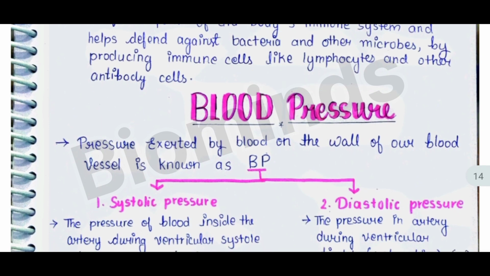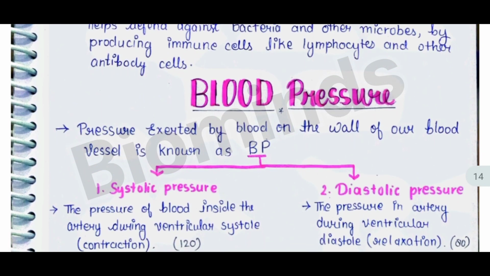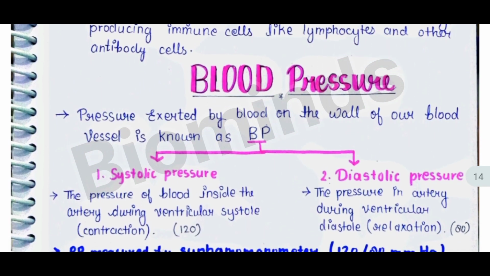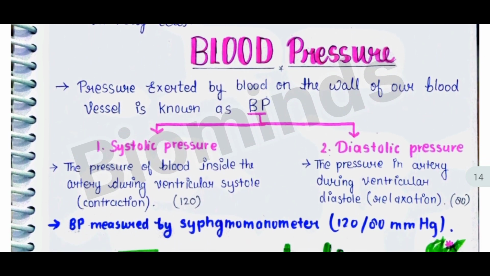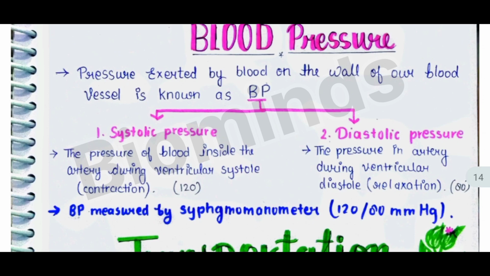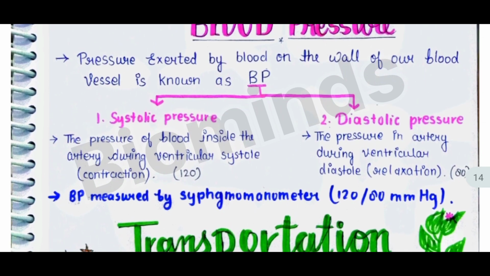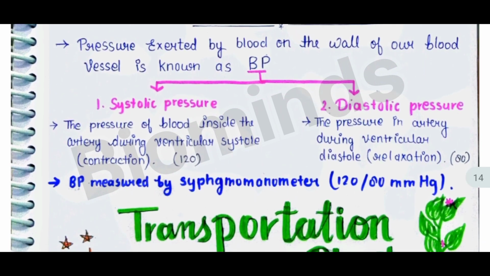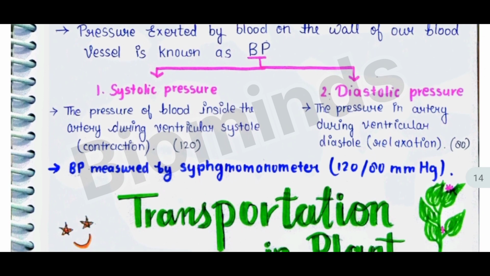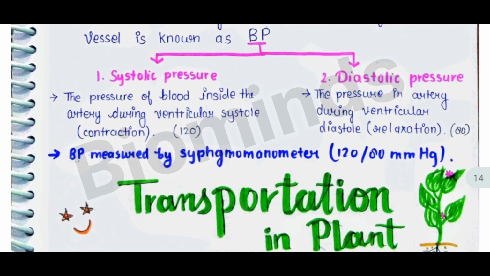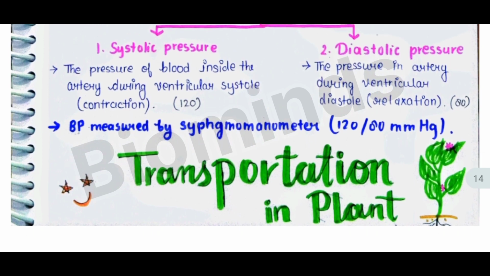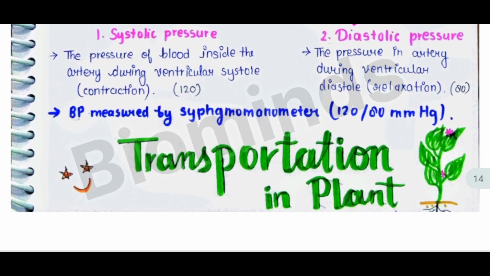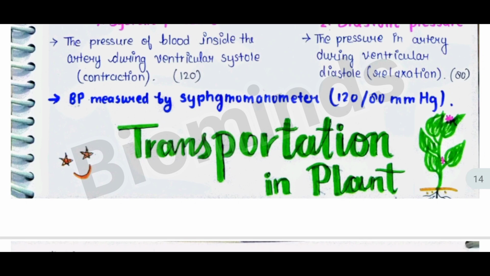Then blood pressure. The pressure exerted by the blood on the walls of our blood vessels is known as blood pressure. There are systolic pressure and diastolic pressure. Systolic pressure is the pressure of blood inside the artery during ventricular systole, that is contraction, and diastolic pressure means the pressure in the artery during ventricular diastole, relaxation. BP is measured by a sphygmomanometer.